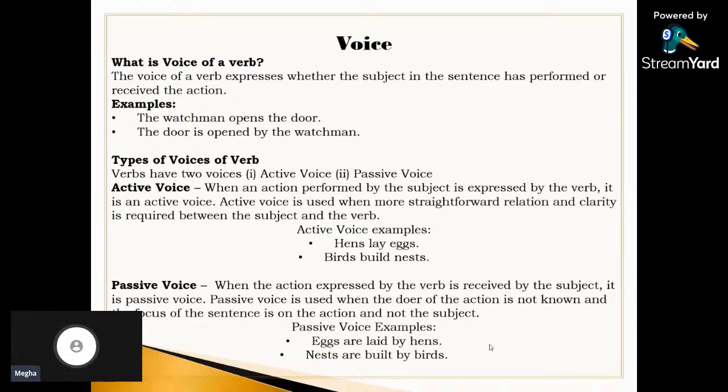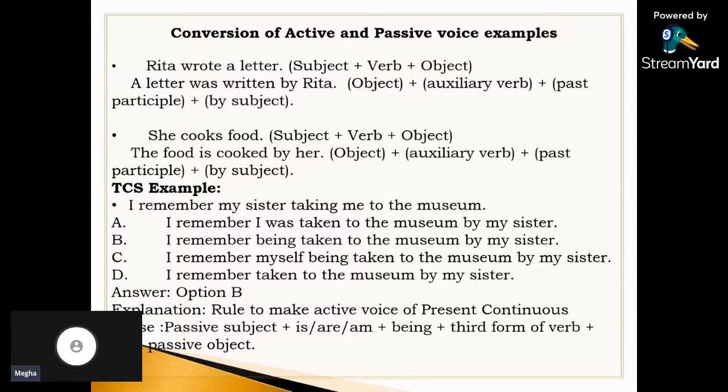Okay, nests are built by birds. Same way. Understood, guys? That is the difference between active and passive voice. So what we have to learn now is conversion of active and passive voice. Those are the questions which will be asked in your exams. So let's see the example.